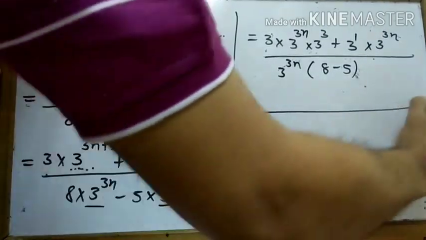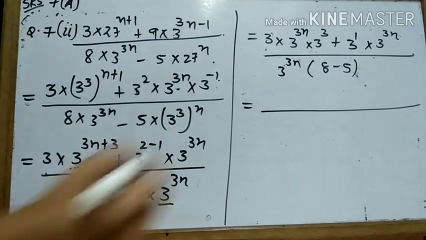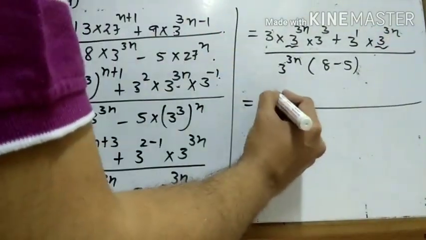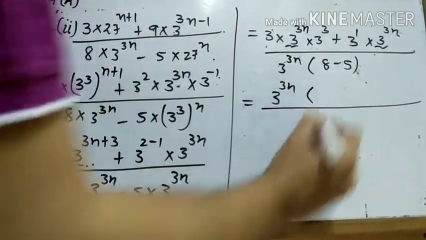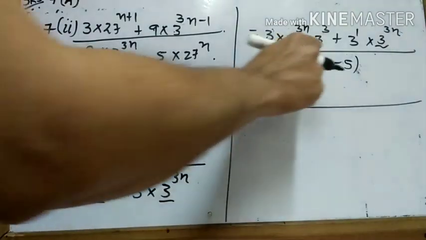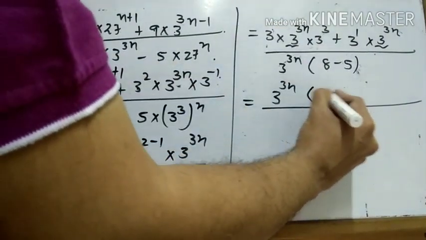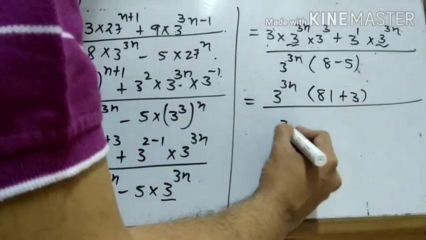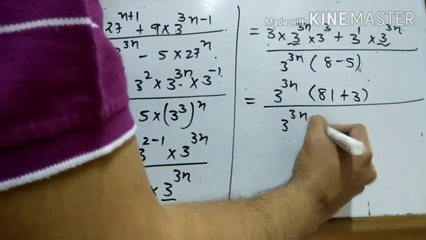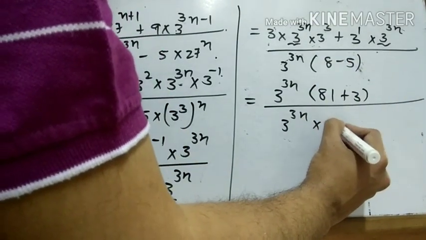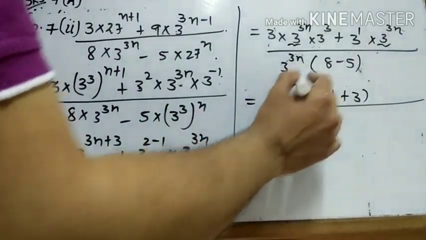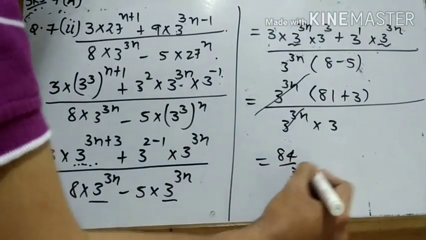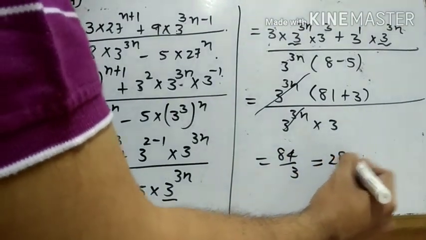Meanwhile, let us check what happens in the numerator. This becomes 3 raised to 3n common. And in the bracket, 3 cubed into 3, that is 81 plus 3, whole divided by 3 raised to 3n multiplied by 8 minus 5, which is 3. These two terms get cancelled. You get 84 over 3, which is equal to 28.